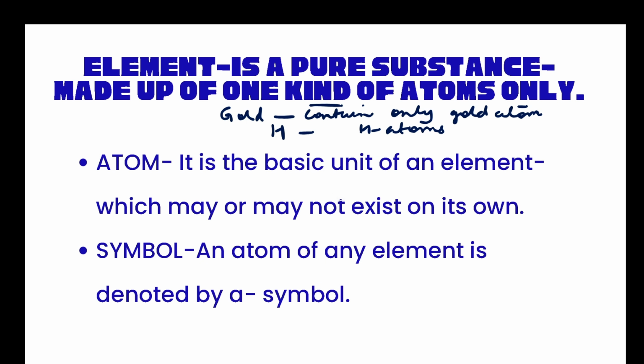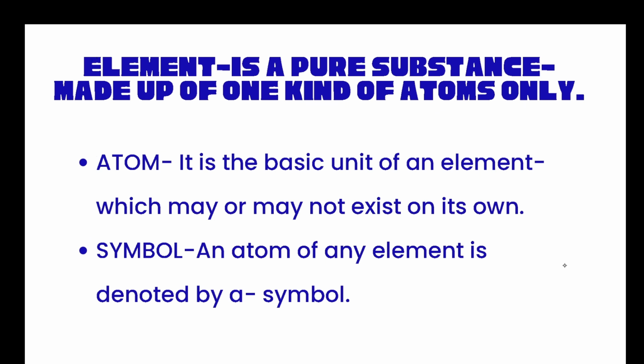And defining an atom, it is the basic unit of an element which may or may not exist on its own. And when we are talking about a symbol, we already said it is the short form of an element, or an atom of any element is denoted by a symbol. So whenever we are writing an element, we represent it in its short form, which we call a symbol. The definitions of element, atom and symbol are important for you to understand and learn.